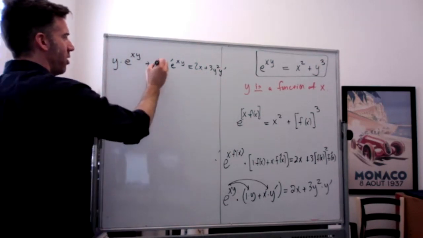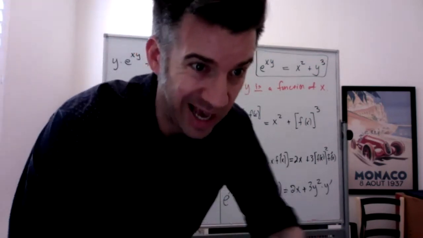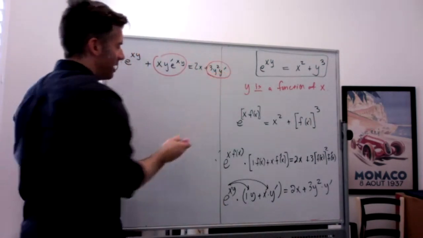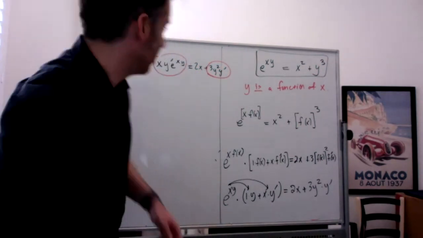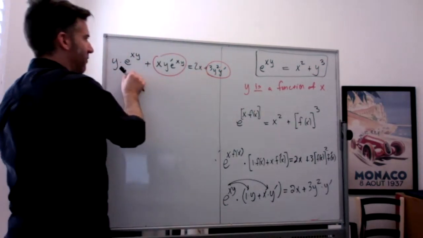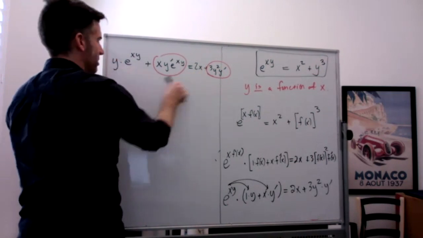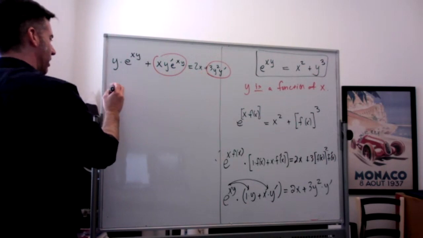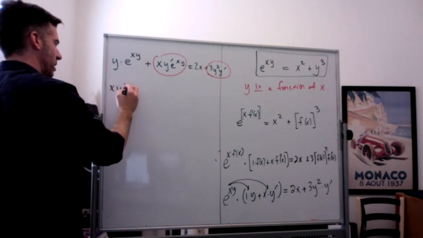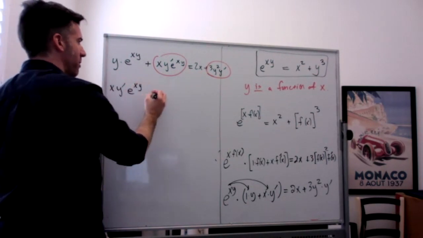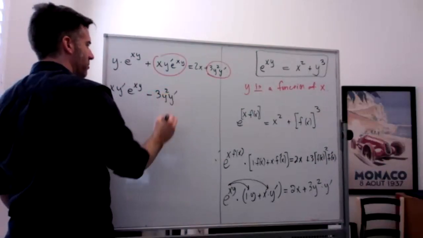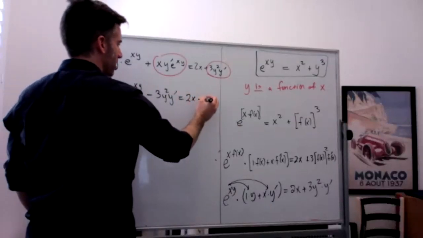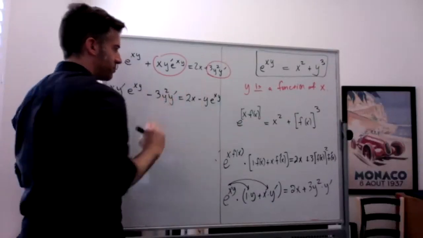Then we're going to group all the things with y prime on the same side. I don't care which side; usually I pick the side where it's easier. In this case, it's the same amount of movement either way. You can move this to the right and this to the left, or vice versa. Let's do it this way. I'm going to bring all the y prime terms to the left side. So I'm going to have x y prime times e to the xy minus 3y squared y prime equal to 2x minus y e to the xy.